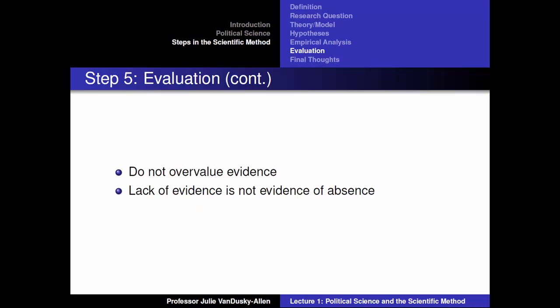Even if the evidence does support our hypothesis, we should not overvalue evidence. Before we draw definitive conclusions about the relationship between an independent and dependent variable, several studies need to provide evidence of the relationship. In addition, even if the evidence does not support our hypothesis, that does not necessarily mean that our independent variable does not influence our dependent variable. There could be several reasons why we get no results, many of them mathematical. But this is a topic that is covered in Political Science 398.